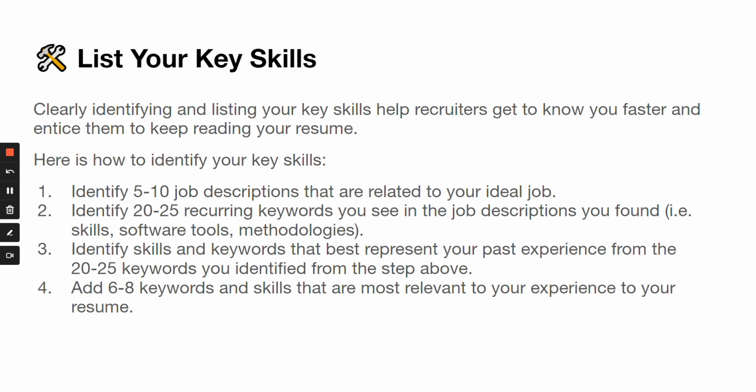So those are the ones, as you see in the fourth step, that you want to add onto the key skills section of your resume, right?